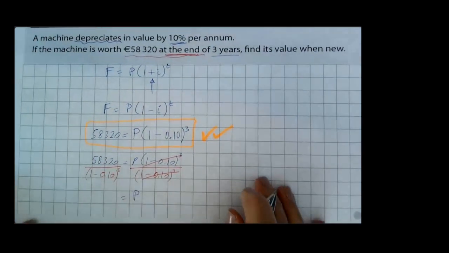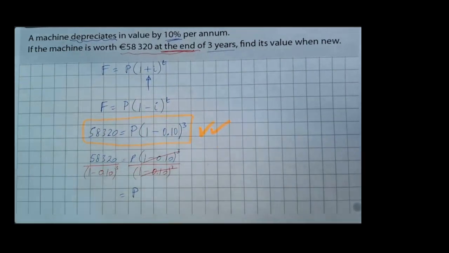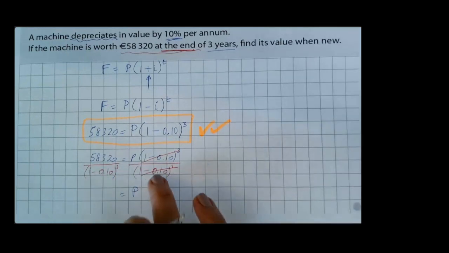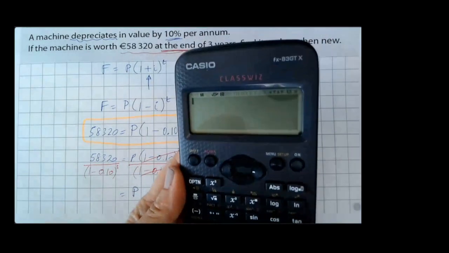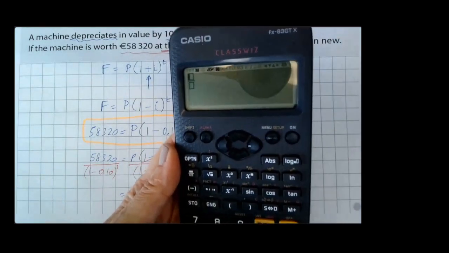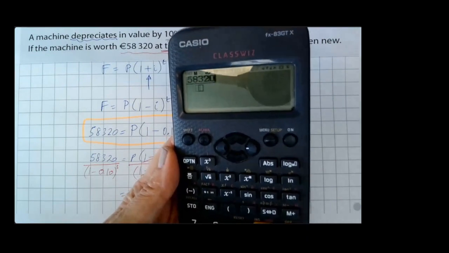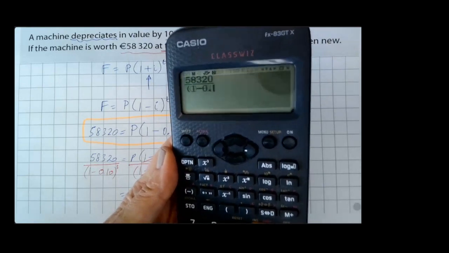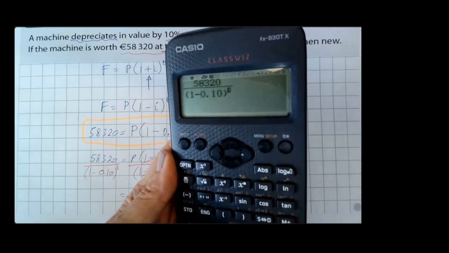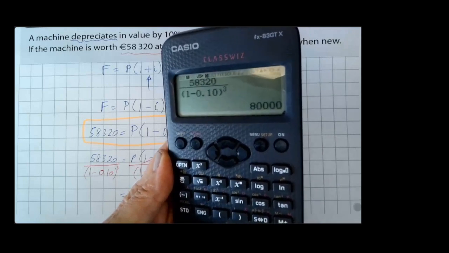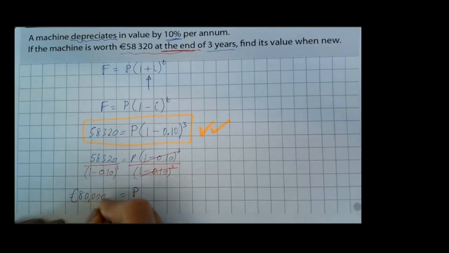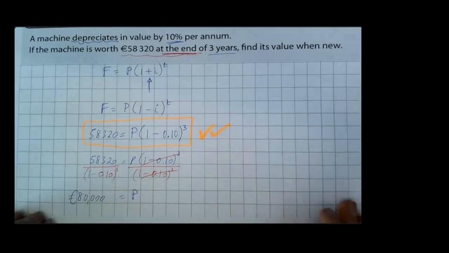P on its own, now on the right-hand side, I'm after getting rid of the 1 minus 0.10 to the power of 3, because it's being multiplied. I've divided by it. If I divide by it on the right, I divide by it on the left. And of course, on the calculator, I'm going to do this calculation here. So getting my fraction button up, I'm putting in 58320, and coming down here, I am putting in bracket 1 minus 0.10, close the bracket, to the power of 3, and I'm getting 80,000. And don't forget your euro symbol. 80,000 was the principal value of that machine.